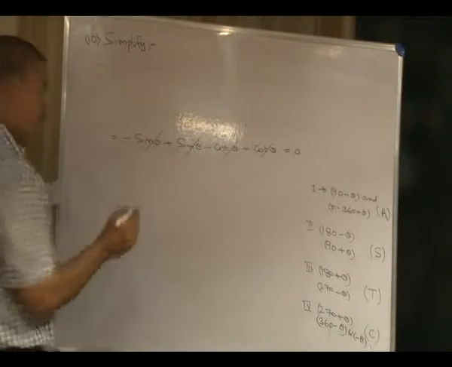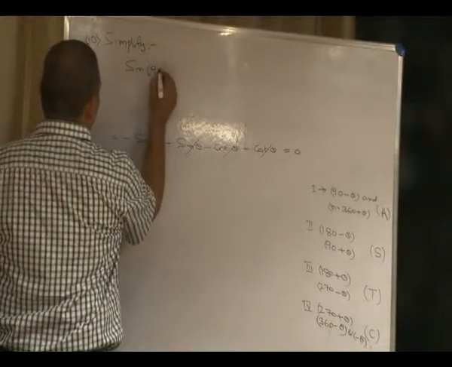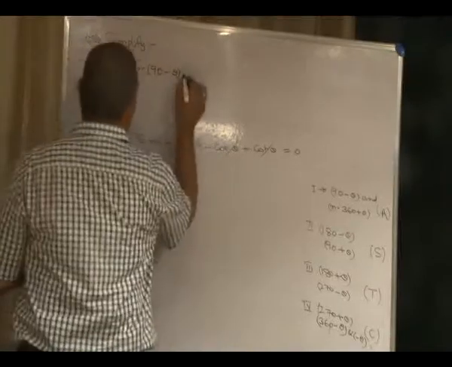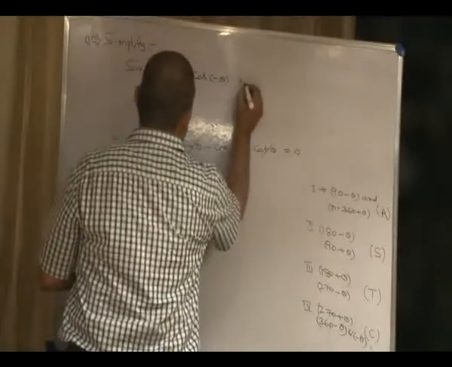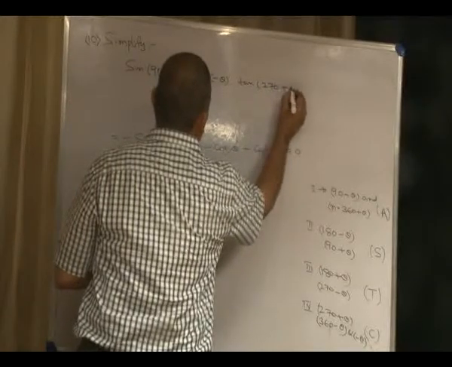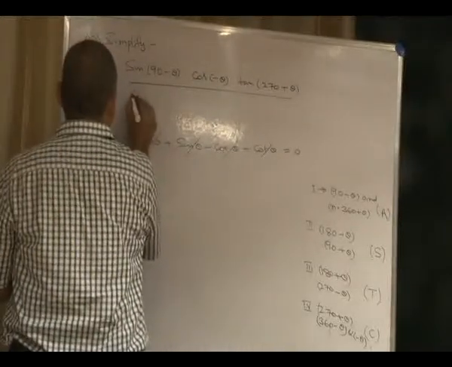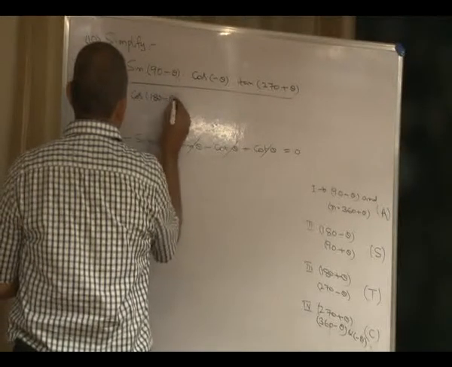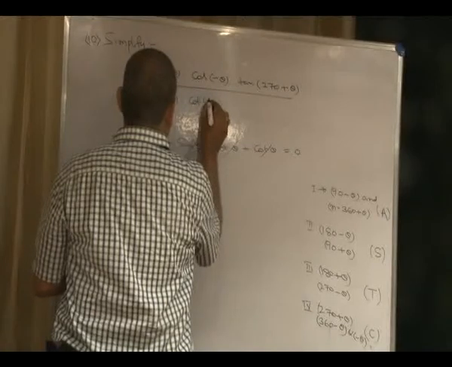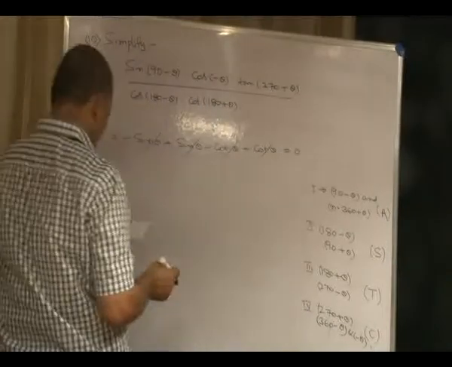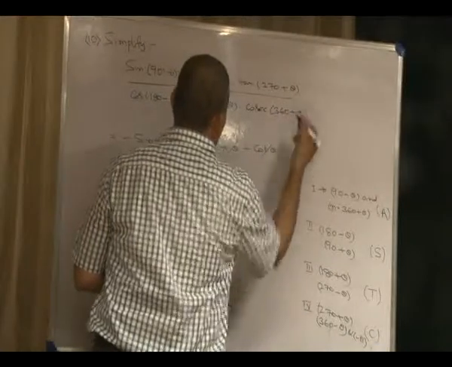Next problem, simplify. Sin 90 minus theta into cos of minus theta into tan 270 plus theta by cos 180 minus theta into cot 180 plus theta into cosecant 360 plus theta.